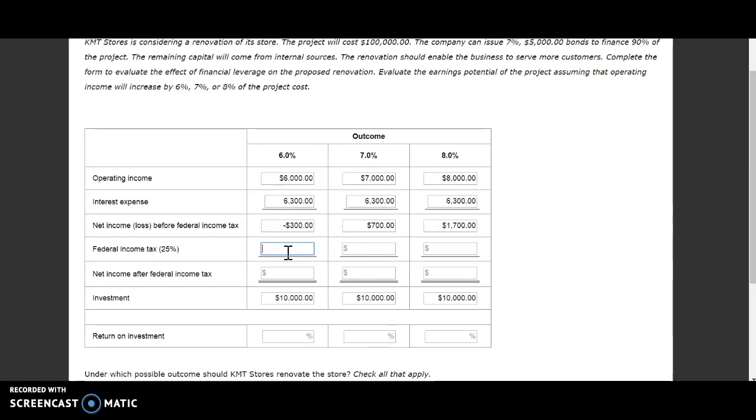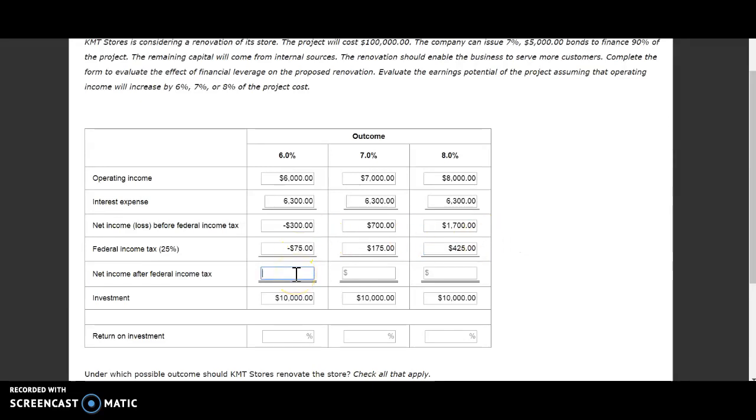Okay, next thing we're going to do is figure out our federal income tax on that net income. We're going to take the number that we have for net income before federal income tax times that federal income tax rate of 25%. So we take negative 300 times 25%. That gives us another negative number, negative 75. This one, we take 700 times 25%, and we get 175. Last one, 1,700 times 25%, and we get 425.